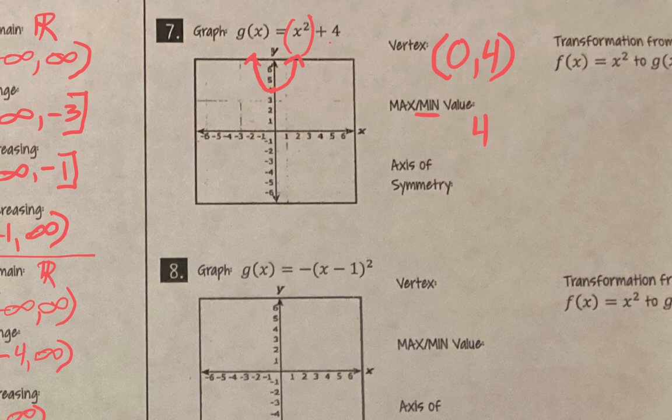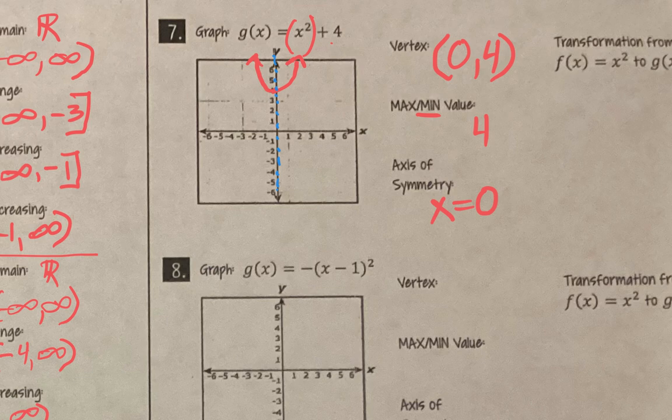Axis of symmetry, vertical line that goes through my vertex. And I find that I always want to start with x equals, and the x coordinate of my vertex is 0, so x equals 0 is my axis of symmetry.